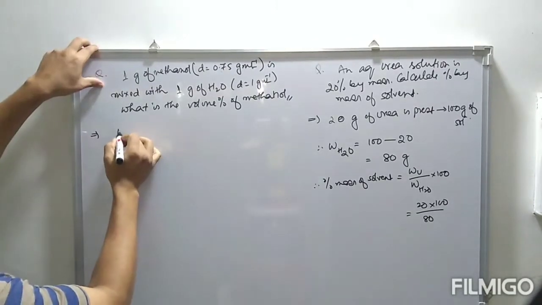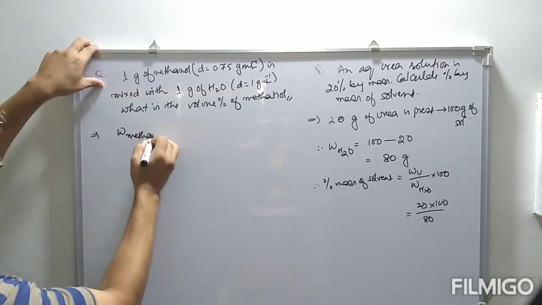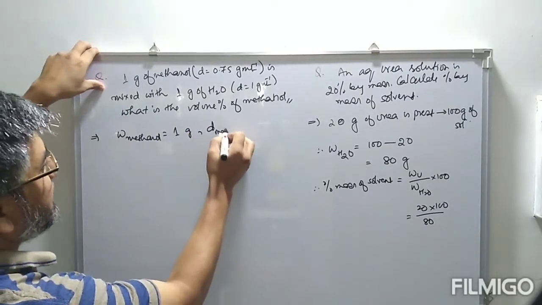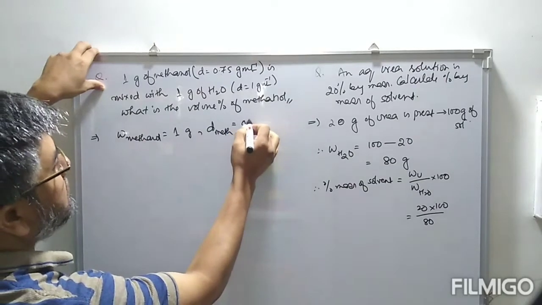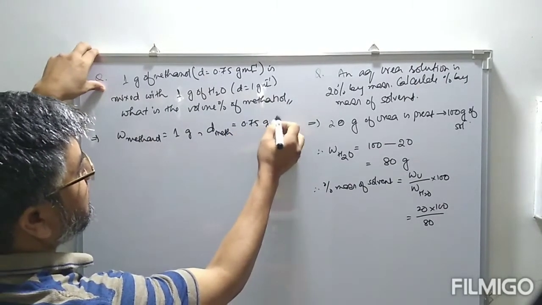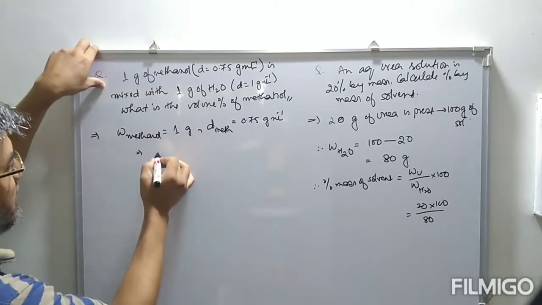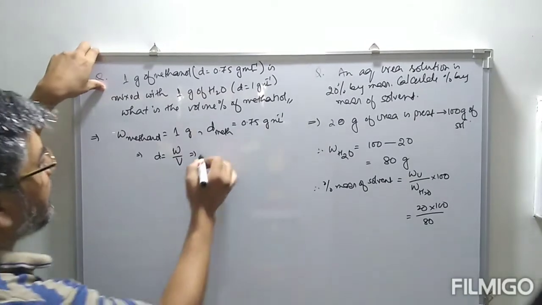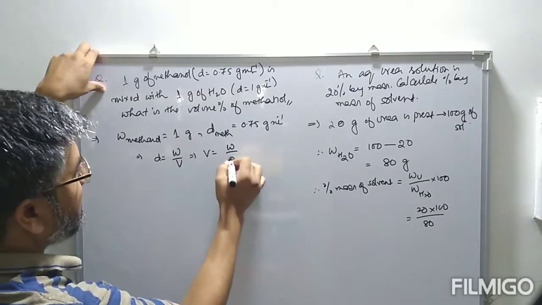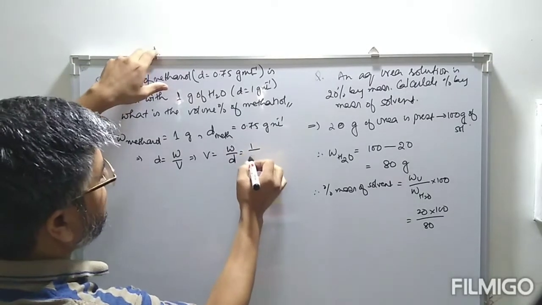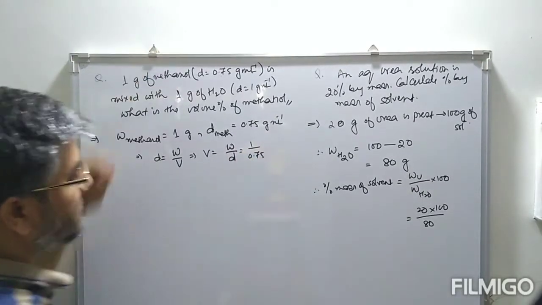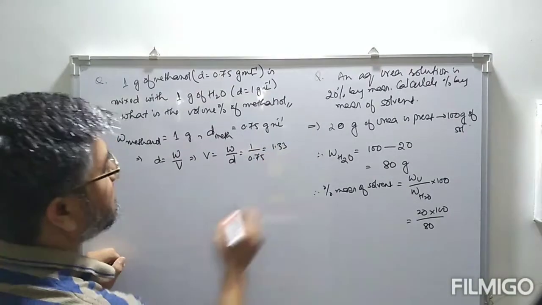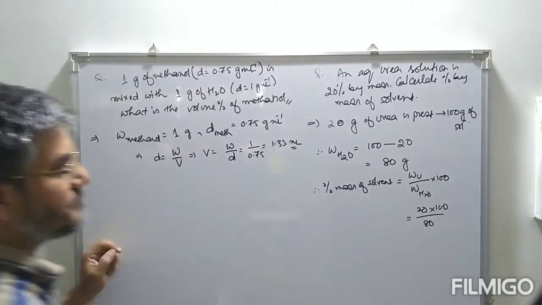So we have mass of methanol is 1 gram. Density of methanol is 0.75 gram per ml. Density is given as mass per unit volume. So therefore, volume is equal to mass by density. So mass is 1, density is 0.75, so that is 1.33 ml.